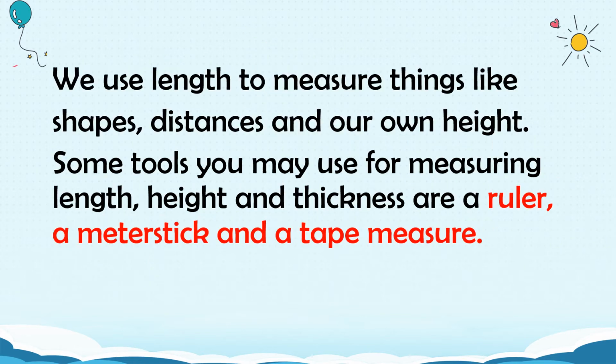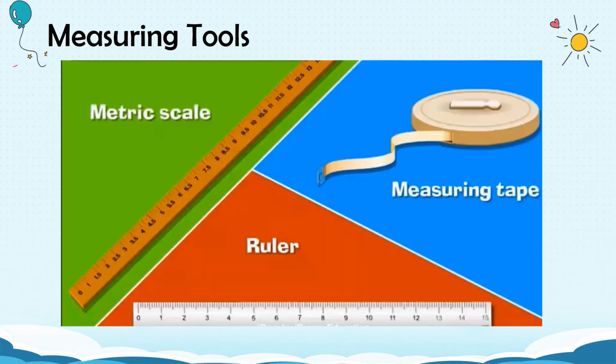Now, let's learn the measuring tools. We use length to measure things like shape, distance, and our own height. Some tools you may use for measuring length, height, and thickness are a ruler, a meter stick, and a tape measure. So these are the measuring tools: a ruler, meter stick, and measuring tape.